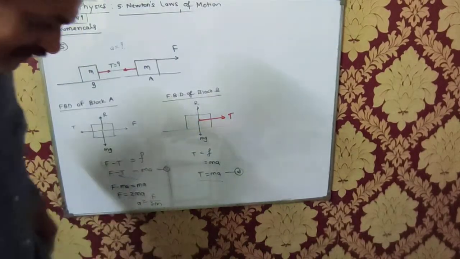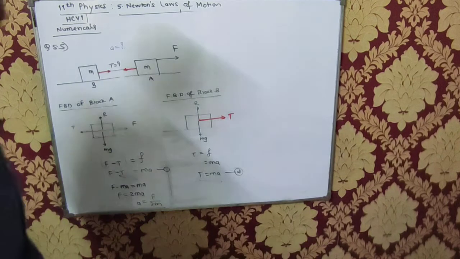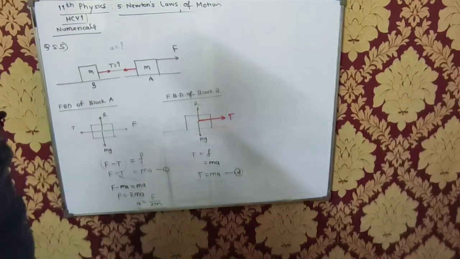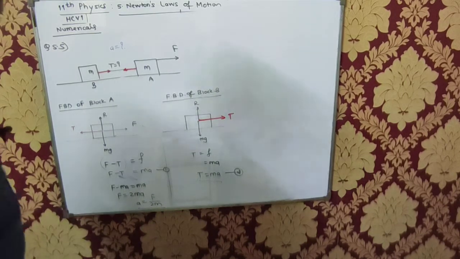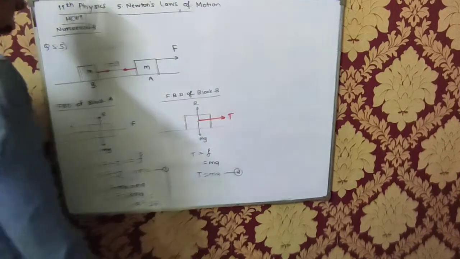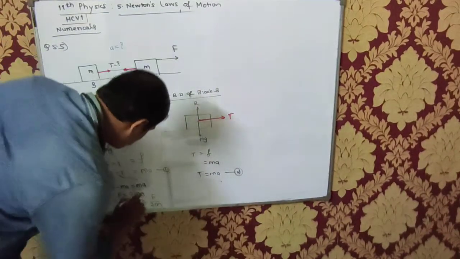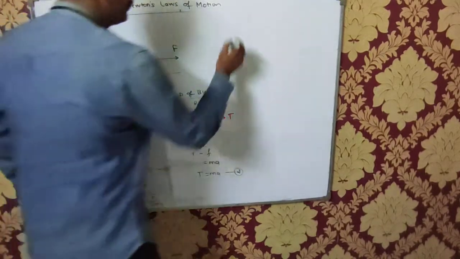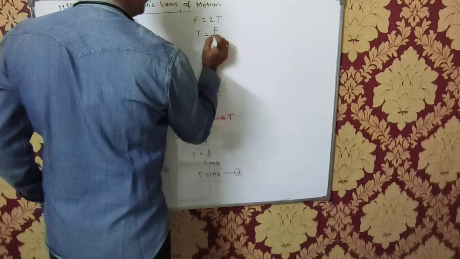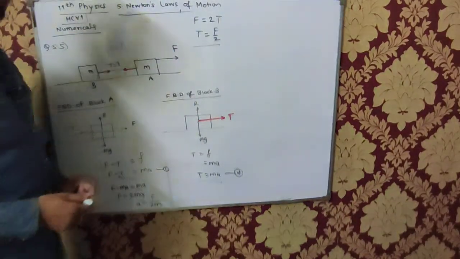Well, keeping this in mind, in other words, I can say that this is tension. If I substitute this for tension, it will be F is equal to 2 times T, and tension is equal to F upon 2. So maybe they have given the answer for tension like this or like this. Check the answer, please.